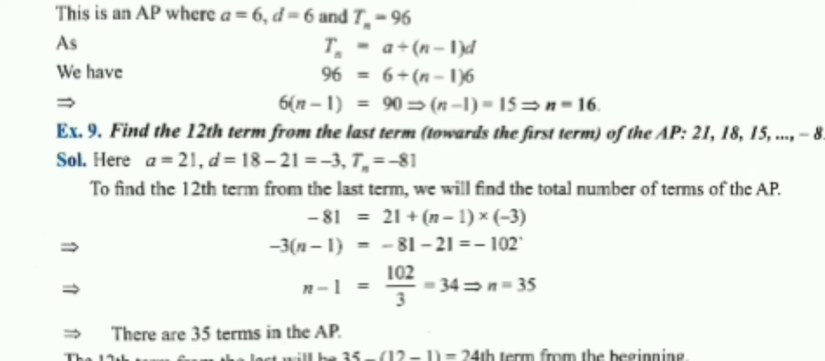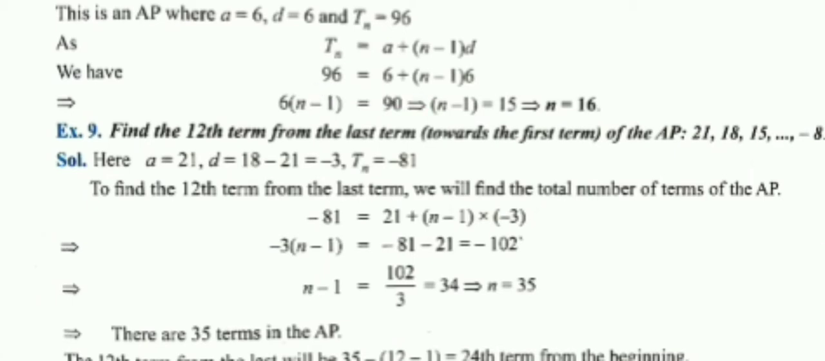So Tn equal to a plus n minus 1 into d, write that one. Then after, put all the values. First we got the value of a is 6 and the value of Tn is 96 and common difference is 6. Put in the formula, so that you will get 96 equal to 6 plus n minus 1 into 6.